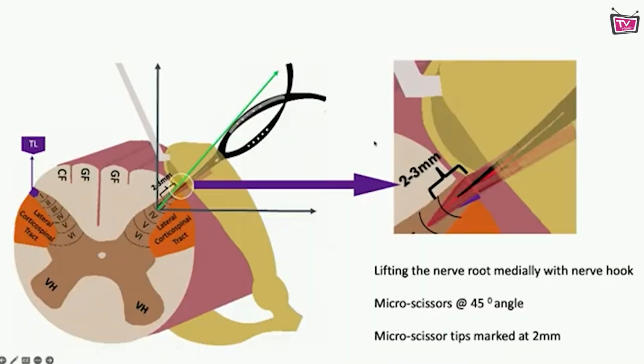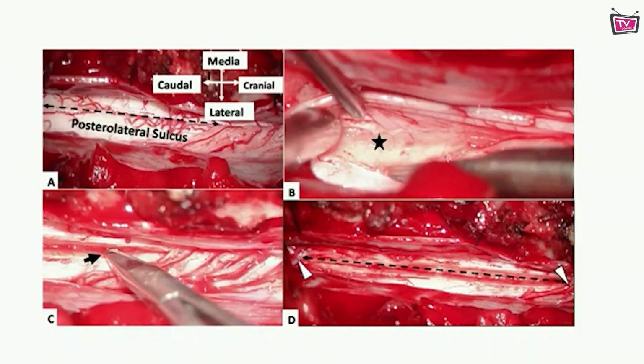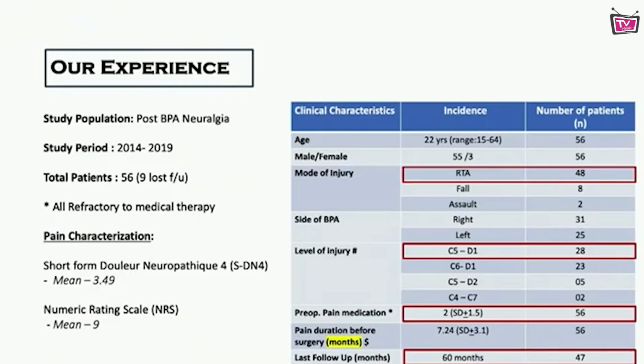So generally we mark the tip of the scissors at around 2 mm so that we enter our area, like Dr. Girish was showing about the bone wax. He puts a bone wax and then the rest of the tip cuts it. So we usually mark with a kind of permanent marker and then do it. So these are the intraoperative figures. I'll come to the video, which is at last.